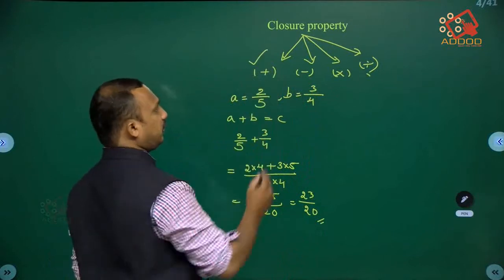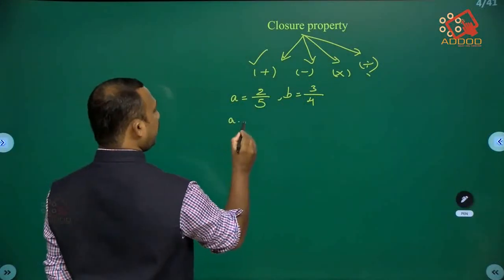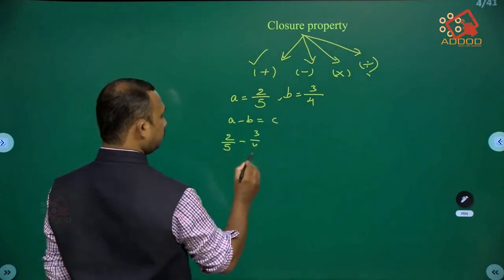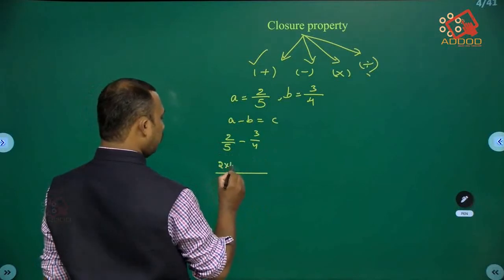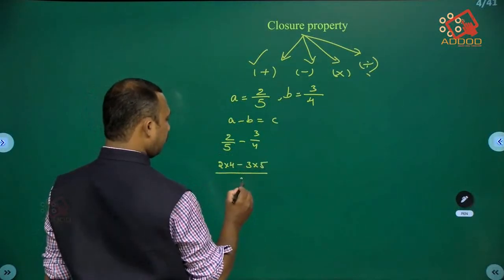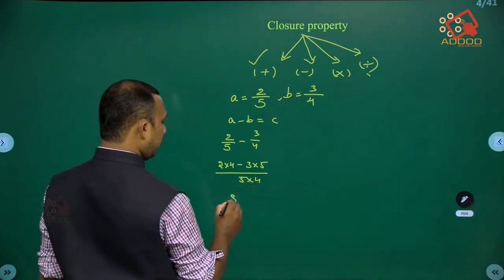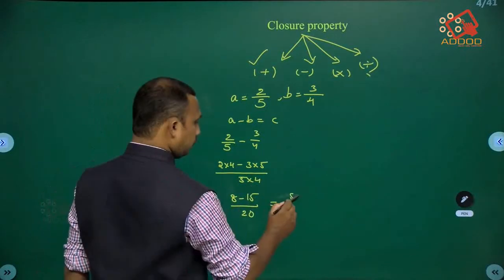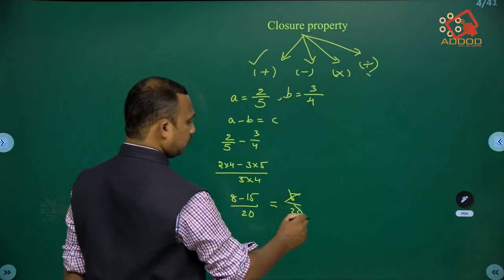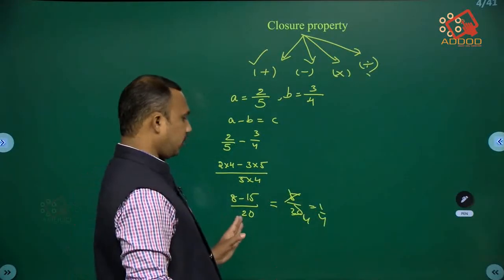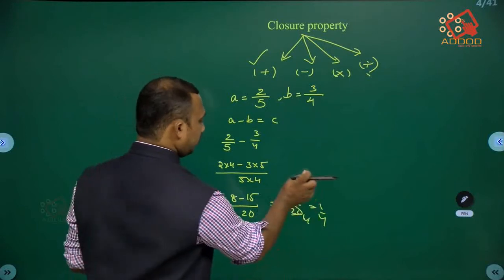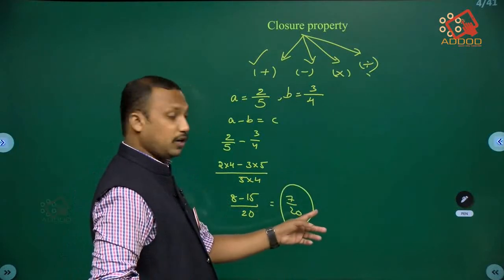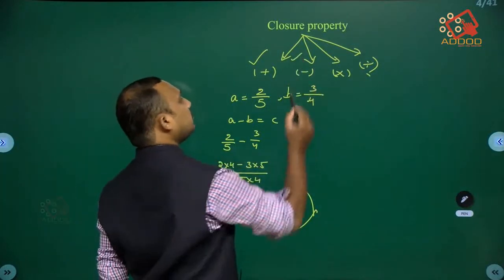So addition is satisfied. Next, subtraction. a minus b equal to c. 2 by 5 minus 3 by 4. 2 into 4 minus 3 into 5 by 5 into 4. 2 4s are 8 minus 3 5s are 15 by 5 4s are 20. So 5 by 20, 1 by 4. Anyway, after solving it, you will get 7 by 20. So 7 by 20 is a rational number or not? Yes. So it is satisfied for subtraction also.